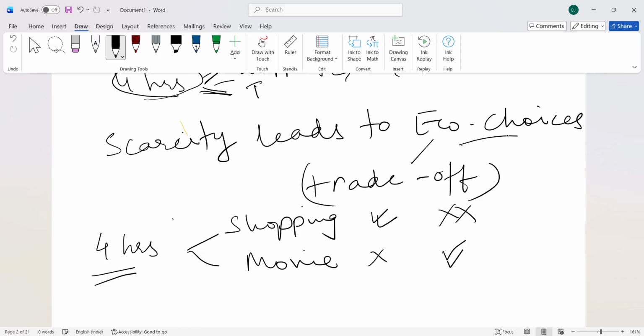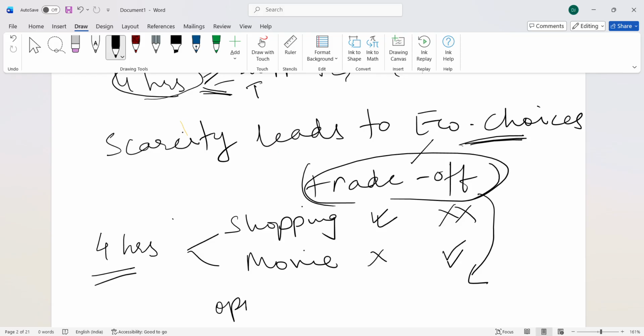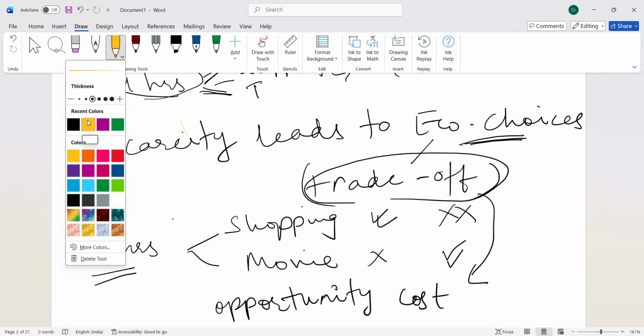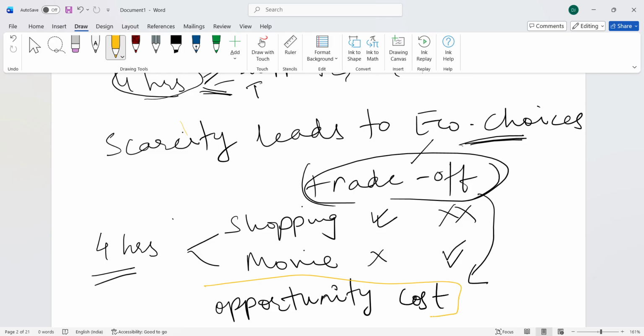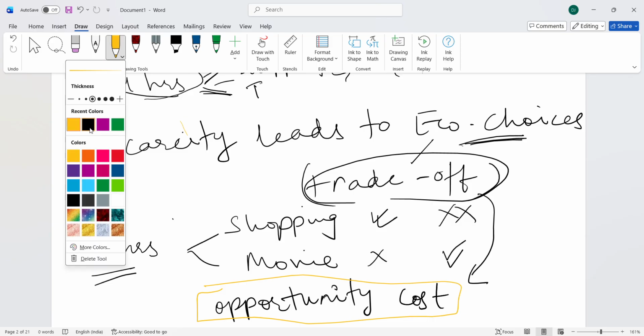So that leads to economic choices, right? I'm making an economic choice based on that scarcity. And what is this trade off basically? This trade off is what we call in economics the opportunity cost. Another very important concept in economics, and this will keep coming up again and again. So, I'm telling you in advance, this is what we call opportunity cost.